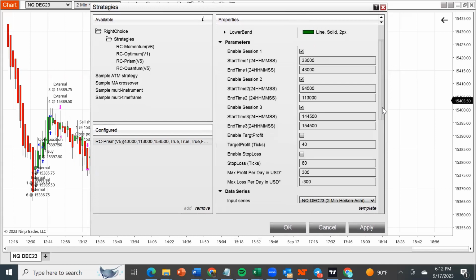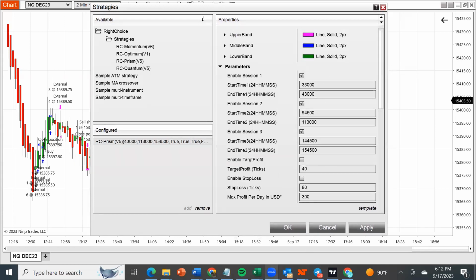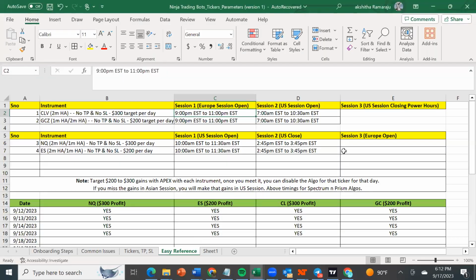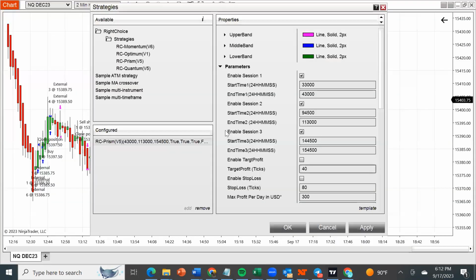Now, let us say we have three different timings, for example Europe hours, US open hours, and US close hours. All the values you see by default are in Eastern time. Based on your time zone, because NinjaTrader will always read the time from your laptop, if I am in Central, I'll change 3:30 to 2:30. Just reduce by 1 hour.